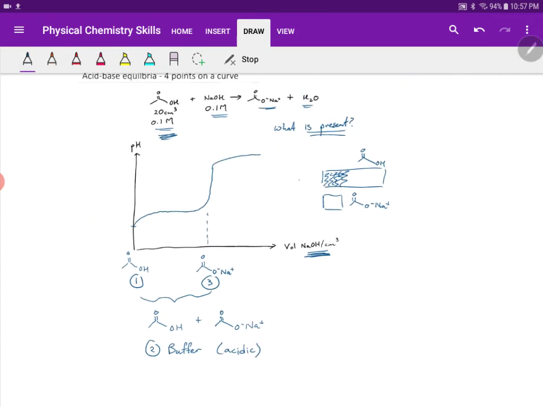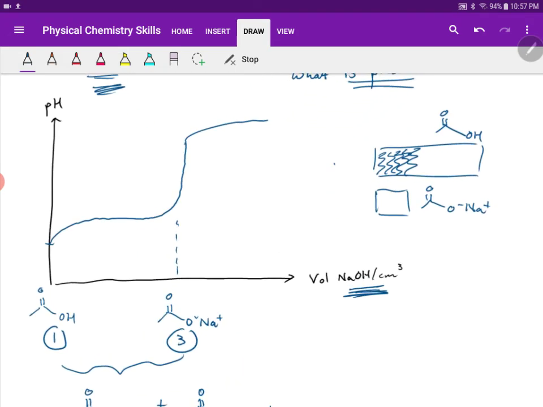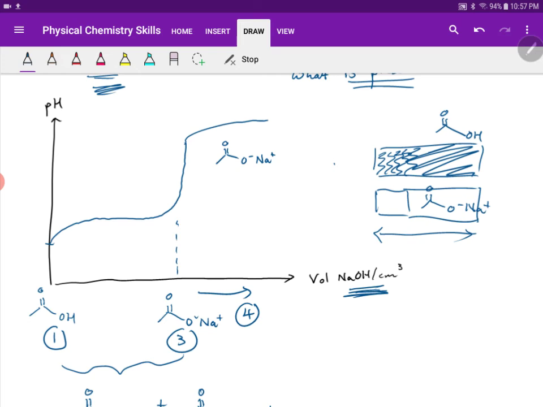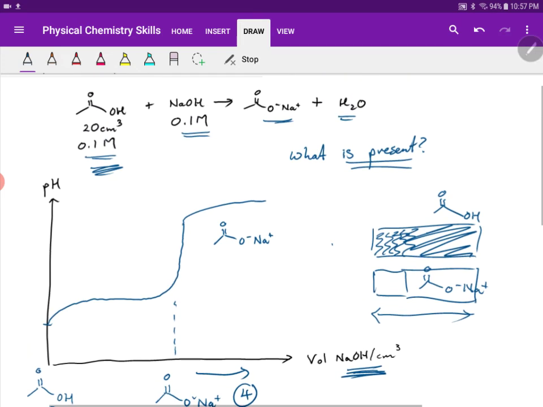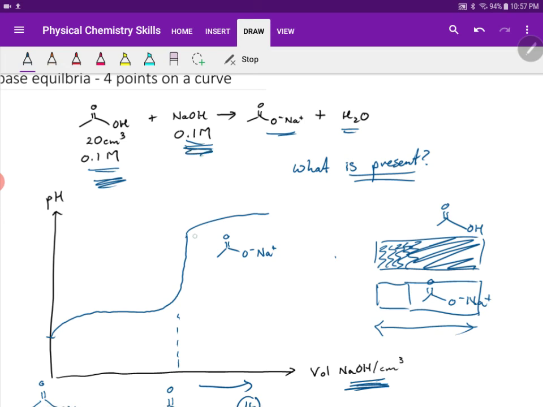So what happens after this? From here on, it is point number 4. We have the ethanoate present. Since NaOH is already in excess, all of my ethanoic acid has been used up, so I have one whole unit of sodium ethanoate. Any additional sodium hydroxide that I add is going to contribute to the increase in pH.